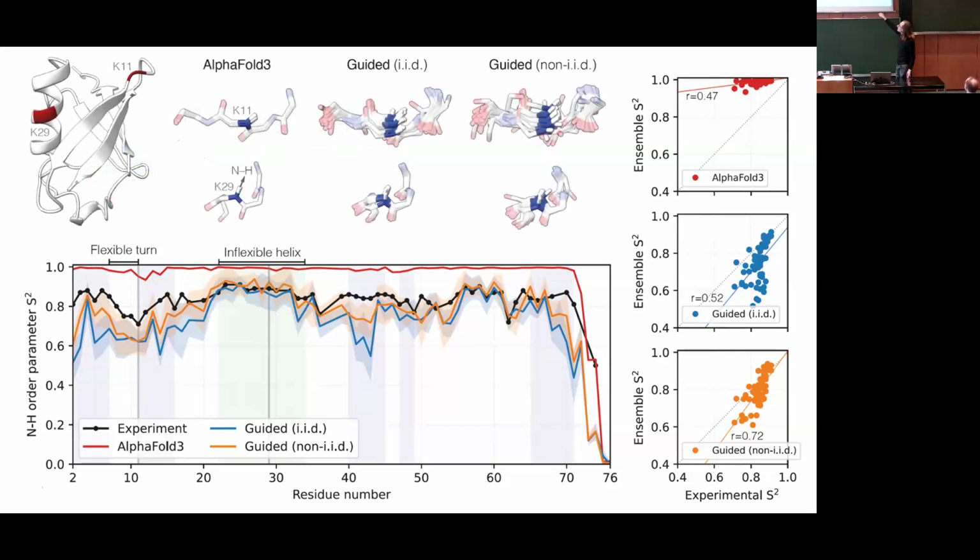2 lysines, in position 11 and position 29. This is the flexible region. This is the rigid region. You can see that AlphaFold more or less predicts them the same. And if you look at guided ensembles in the flexible region, you see this kind of mess, very spread directions of this bond, and in the helical region, it is less spread.